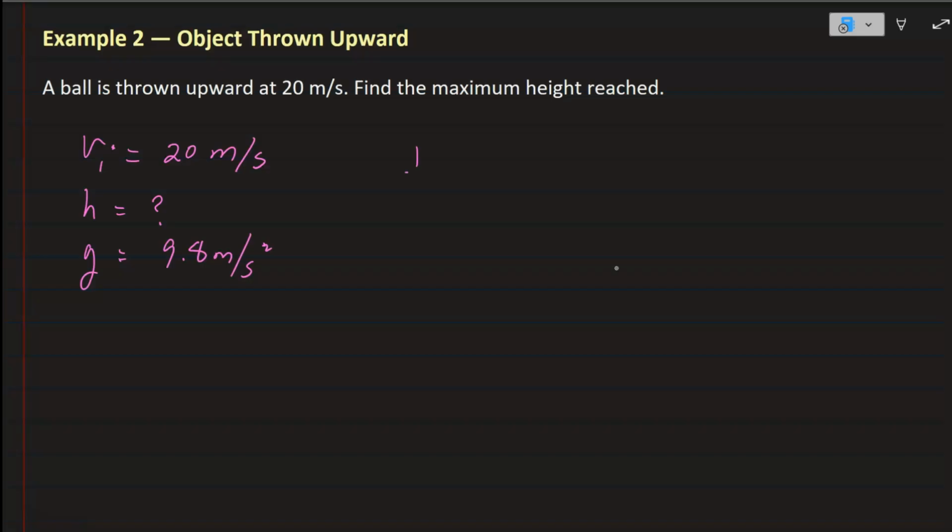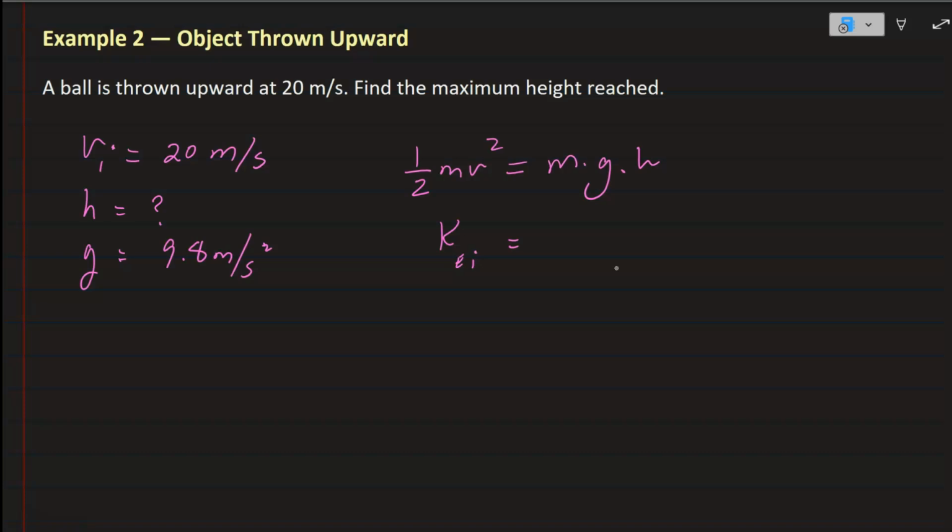We can say that 1/2 mv squared, the kinetic energy initial, is equal to, at the very top, the potential energy, which is mgh. Okay, that's what we're doing. We're doing kinetic energy initial because we are just moving upward, right? The ball is thrown upward at an initial velocity of 20 meters per second.